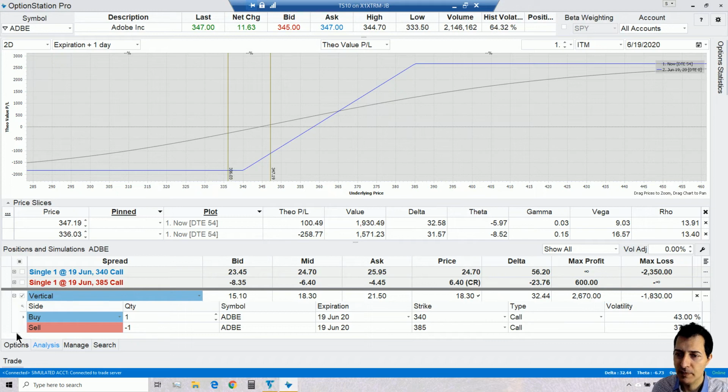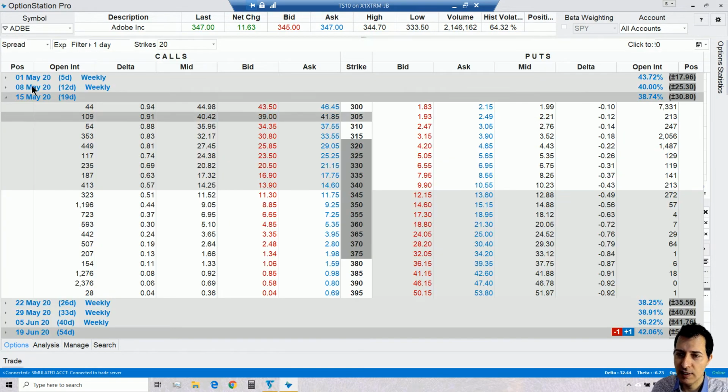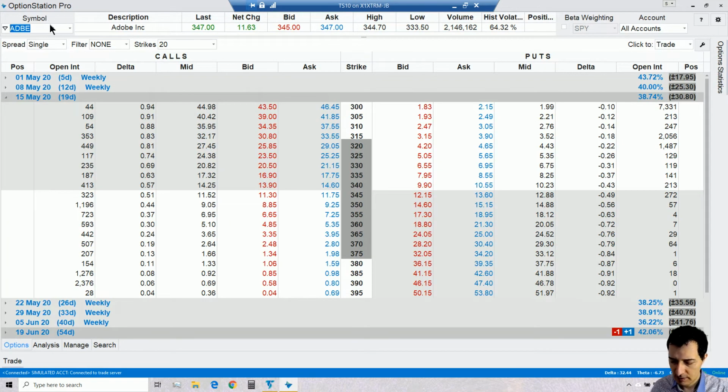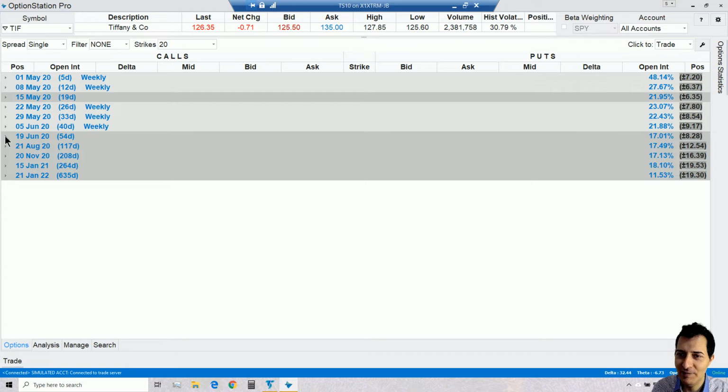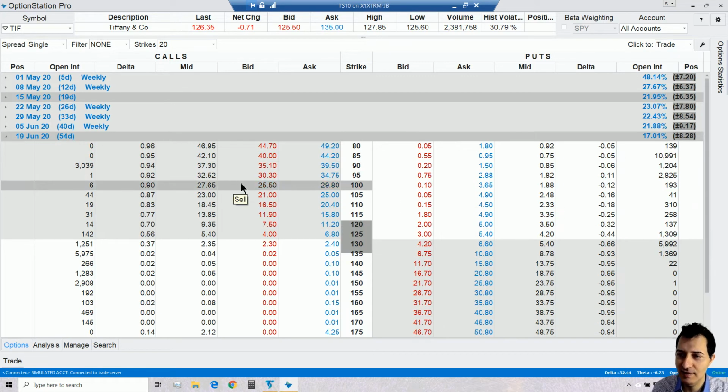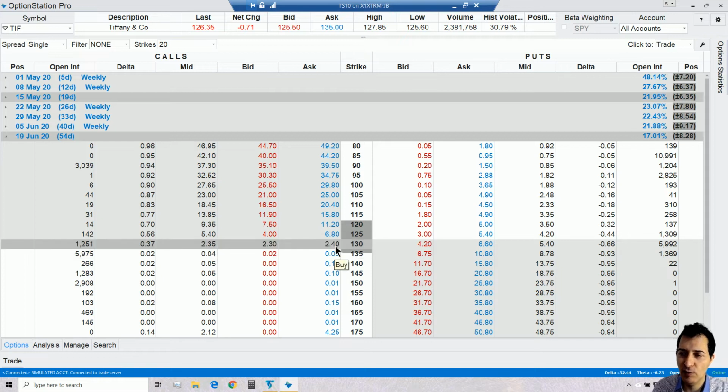Here we go. If I look at Tiffany's option chain, TIF, I'm looking at May 15th, but that one is really not liquid. Let me go ahead with June 19. That's way better. We've got 2.3 and 2.4 if you were to buy the 130 call.